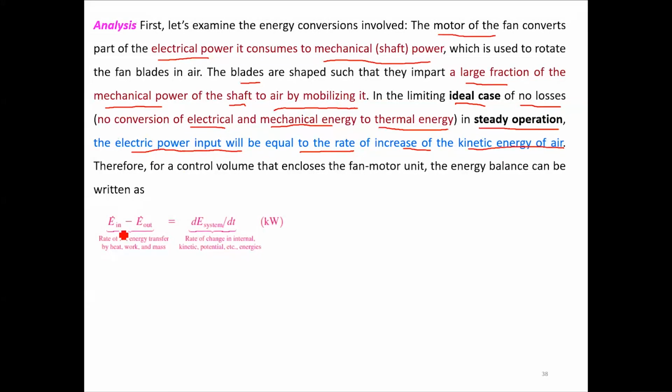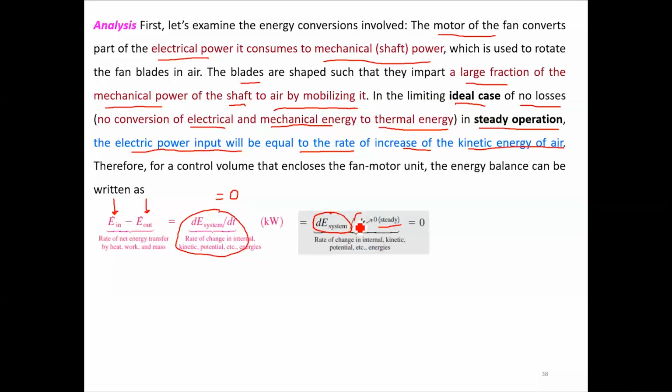When we apply the energy balance, since we are given the data in terms of rate or power, we'll apply the power equation, which says E dot in. What is E dot in in this case? Electrical power. And what is E dot out? The rate of increase of the kinetic energy of the air. And what is dE system by dt, the change in energy of the system with regards to time? This is 0. Why? Because you are talking about a steady state process. For a steady state process, the energy of the system is not changing with regards to time.